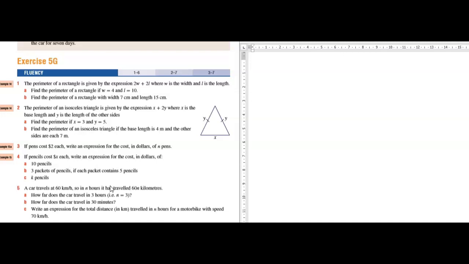Hi ladies, in this video we're going to go through most of the questions for 5G. So 5G looks at algebraic modeling. So basically you need to get the expressions from a worded problem, and it can be quite difficult, especially when starting out with algebra, because you see all these letters and numbers and you just don't know what to do with them. So I'm going to talk you through some of the questions, and other questions I'll do with you.